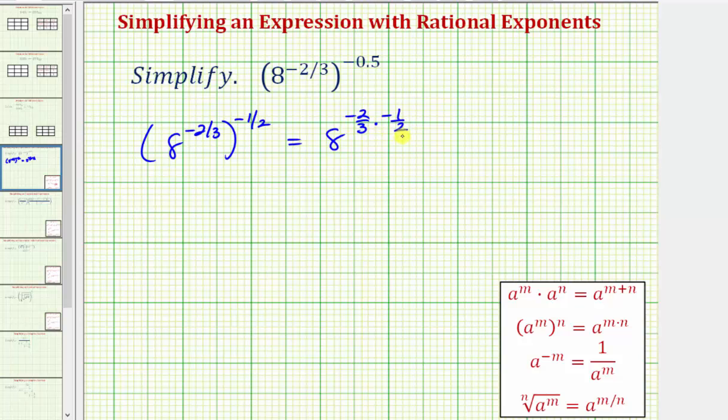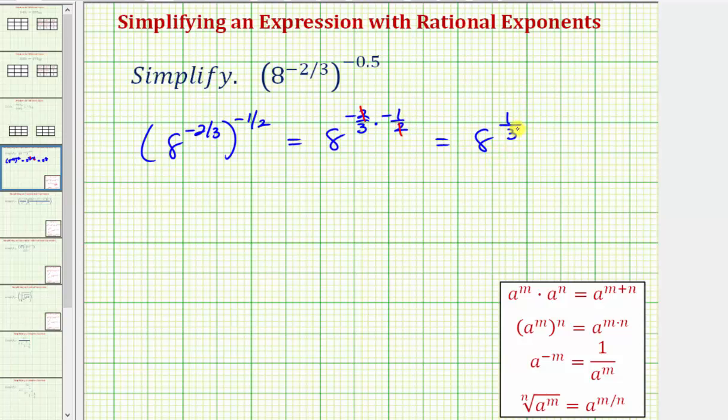Now before determining this product, notice how we can simplify. There's a common factor of 2 between the numerator and denominator. 2 divided by 2 simplifies to 1. So this simplifies to 8 raised to the power of, the numerator of the exponent would be negative 1 times negative 1, that's 1. The denominator would be 3 times 1, which is 3.